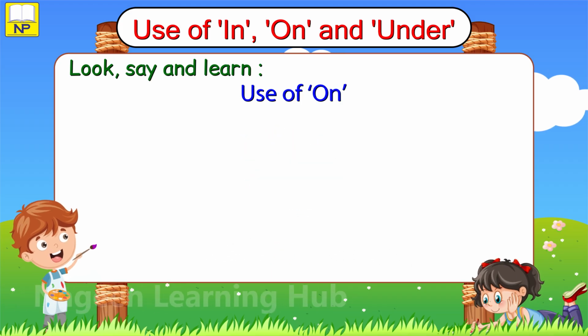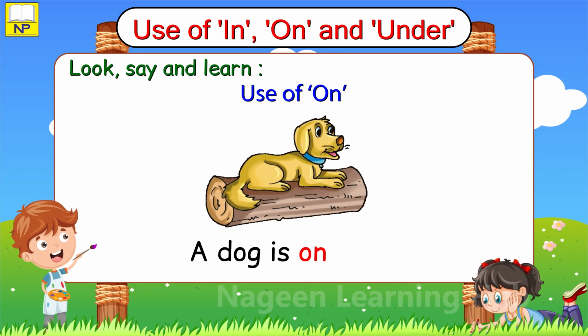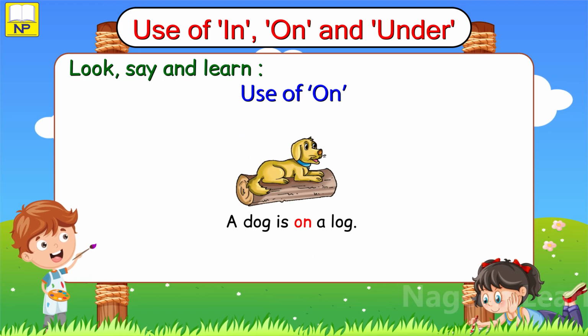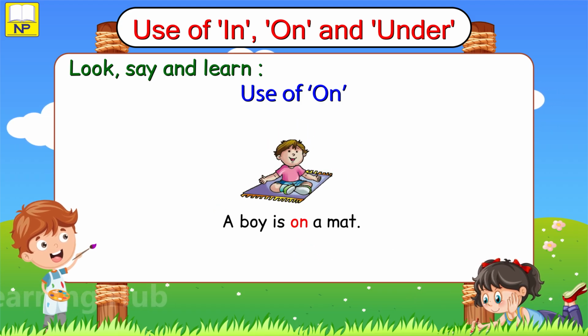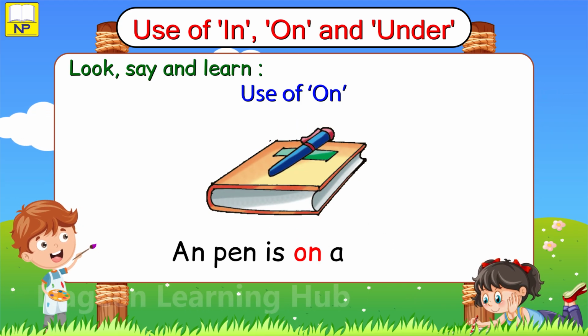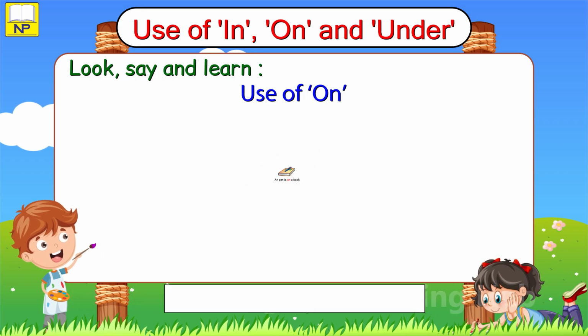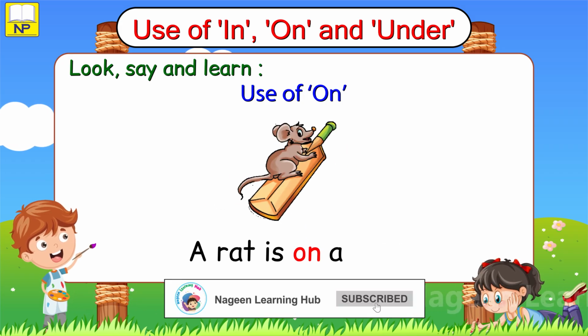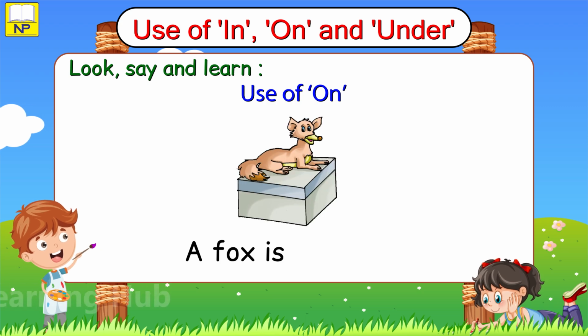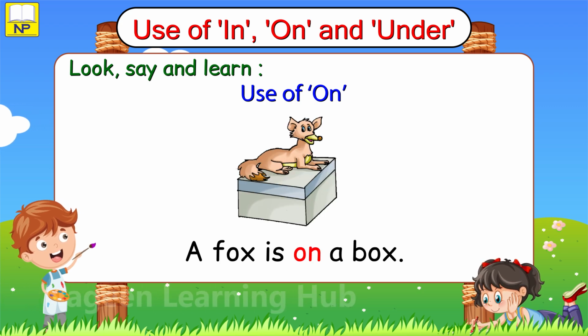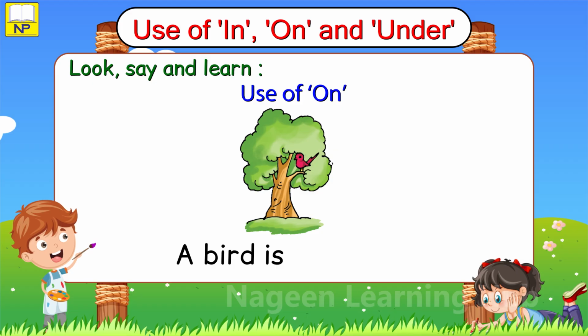Use of on. A dog is on a log. A boy is on a mat. A pen is on a book. A rat is on a bat. A fox is on a box. A bird is on a tree.